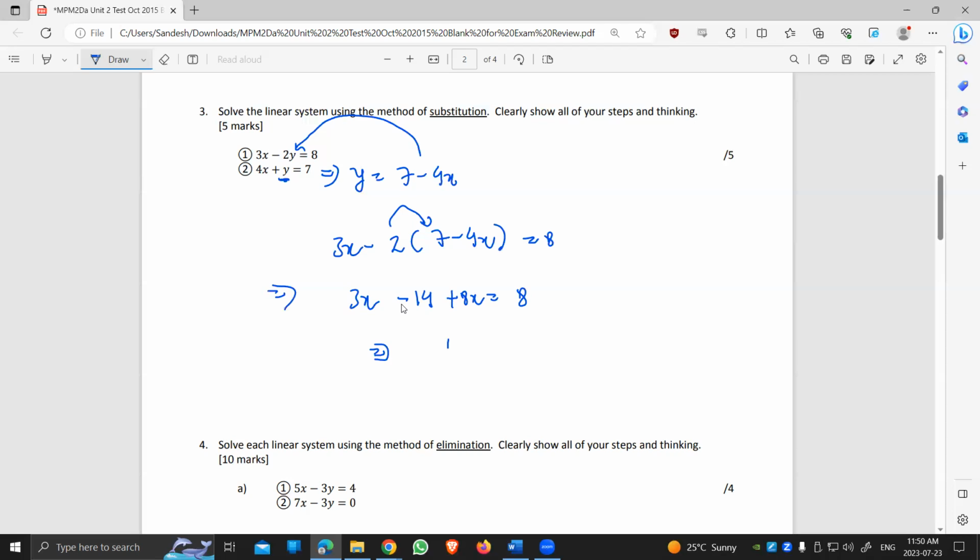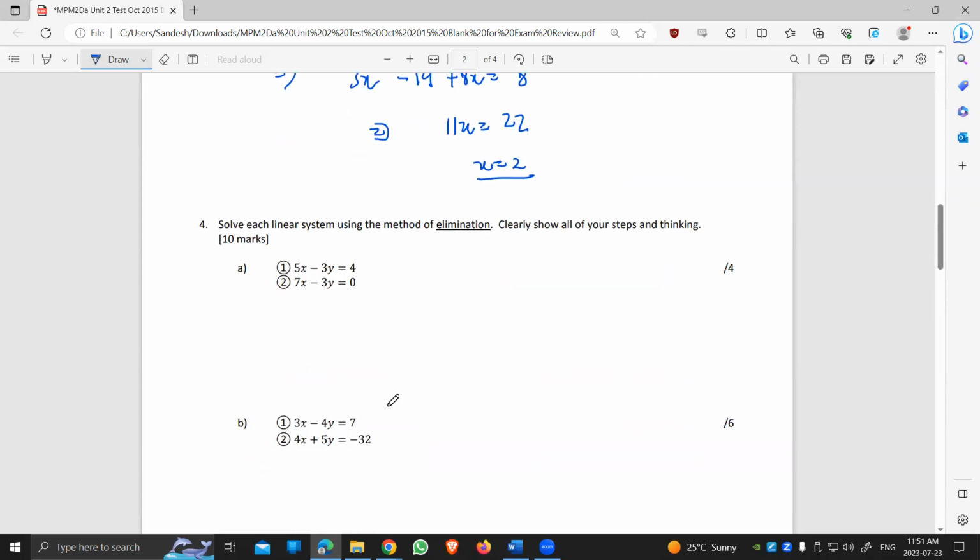11x is 22, so x is 2. Plug that back in here. You get 7 minus 4 times 2. 7 minus 8 is negative 1. So there you go, that's your answer. y is negative 1 and x is 2. Not that difficult. 4. Solve using elimination.